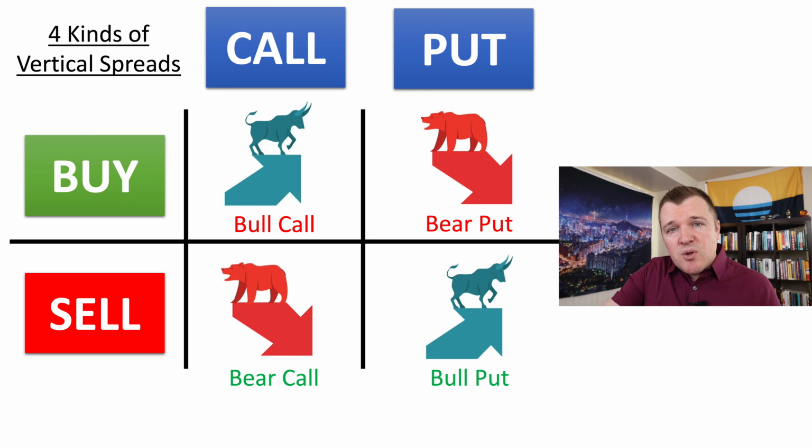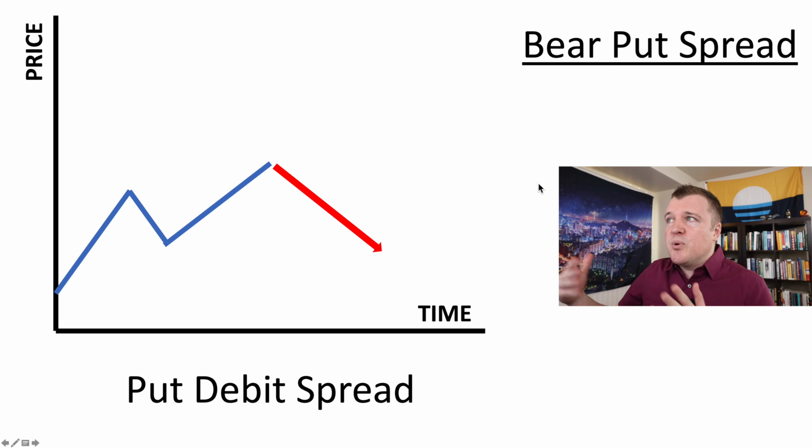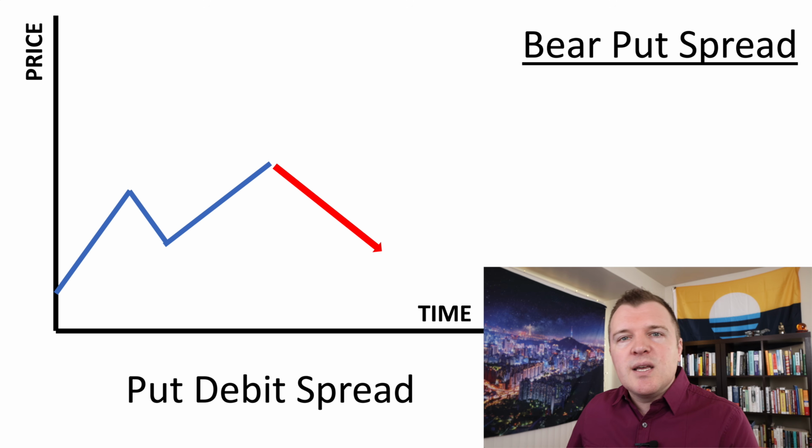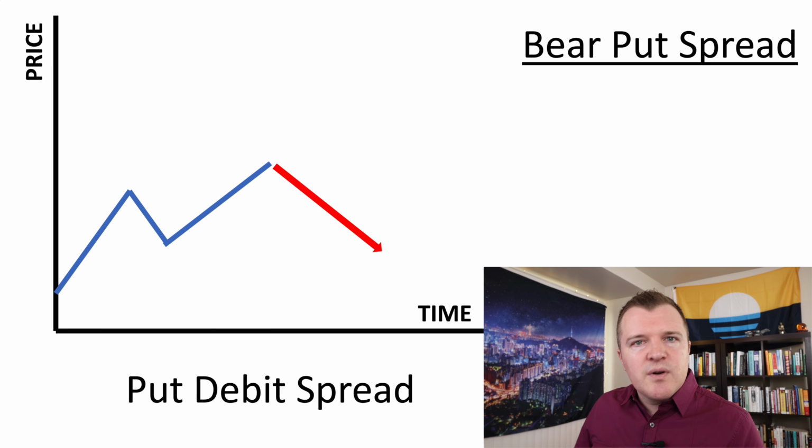So that was the bull call spread. We're now going to talk about the opposite. We're going to talk about a bear put spread. And with a bear put spread, like buying a put, it's because you think the share price of a company in the near future is going to go down.